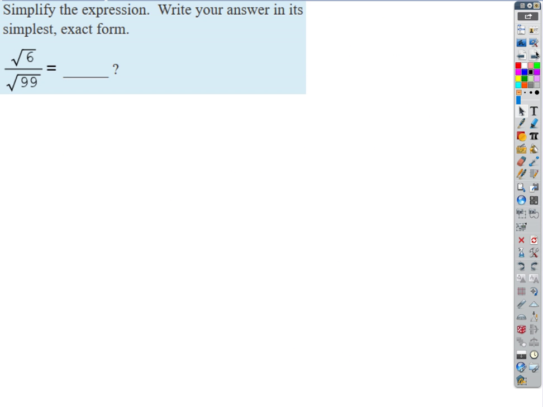Let's try another one. How about this? Can we do something to this before we even try to mess around with the square roots? Yes. What can we do? Ah, good. We could divide by 3. So we could write this as the square root of 6 over 99, which reduces to the square root of what? 2 over 33. So now we'll break it up into the square root of the top and the square root of the bottom. So we have a stranded square root on the bottom.